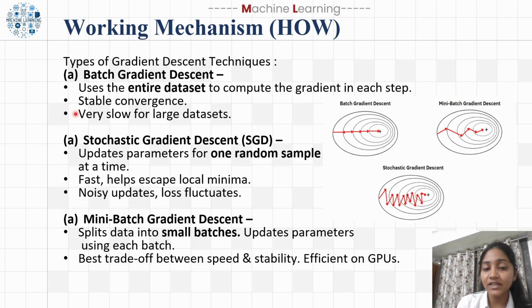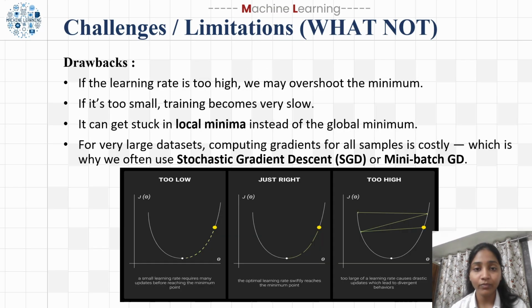The third one is mini batch gradient descent, which splits data into small batches and updates parameters using each batch. In large datasets you cannot calculate the gradient for all the data, so we have to split that into batches and then calculate for them, and it's efficient for GPUs. Here you can see the diagrams of how these functions operate independently and differently.